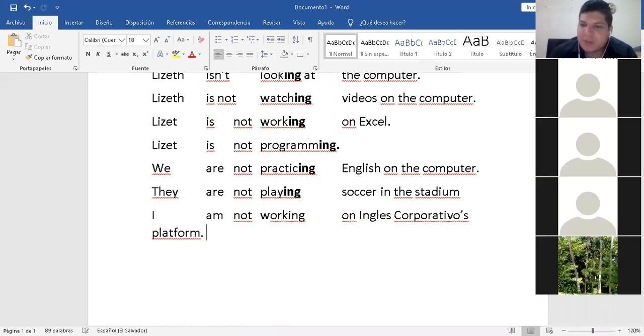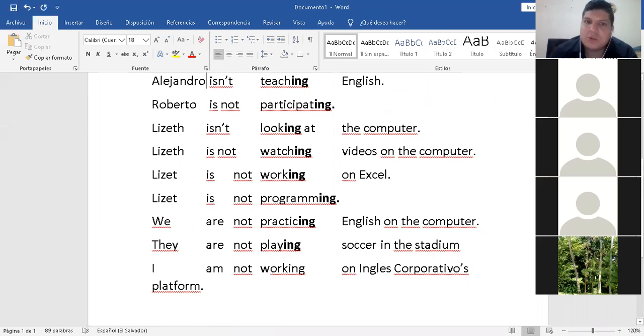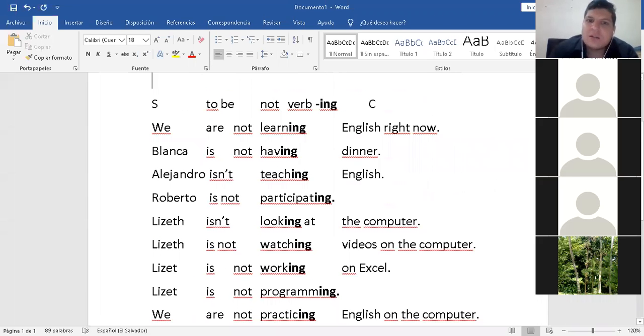Vaya, guys, entonces, prácticamente, eso es todo. En cuanto a afirmativo y negativo. So, por los últimos minutos, necesito que me den ejemplos de cosas que no están haciendo. For example, ahorita, no en su vida. I am not sleeping right now. Okay. Ahorita yo no estoy durmiendo. What else? Okay. I am not eating. Okay, very good.